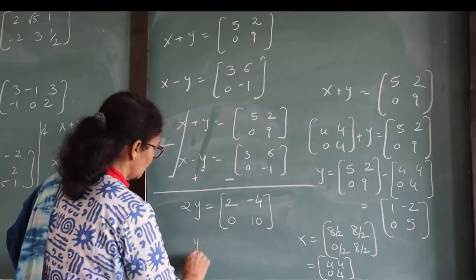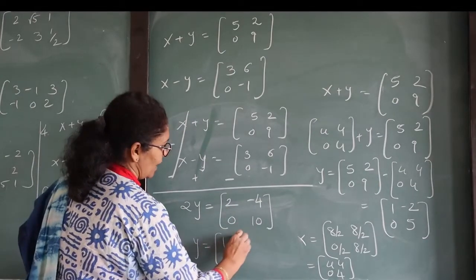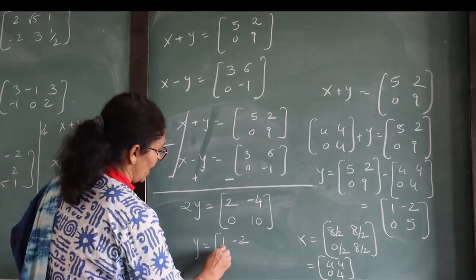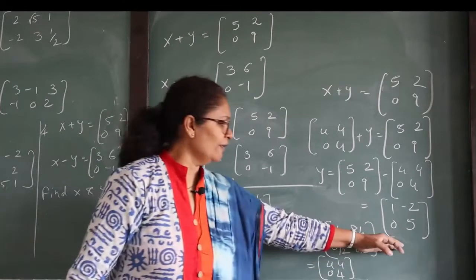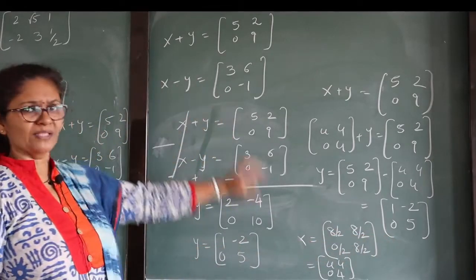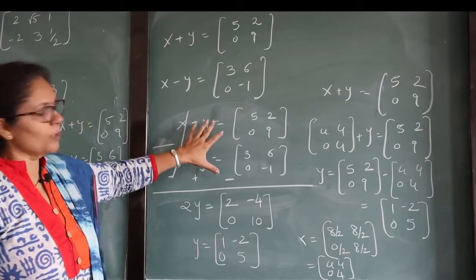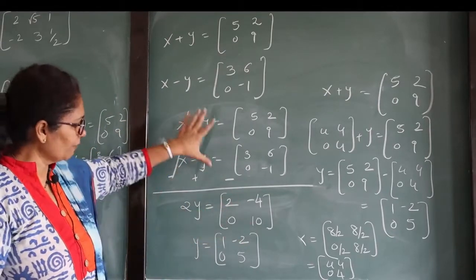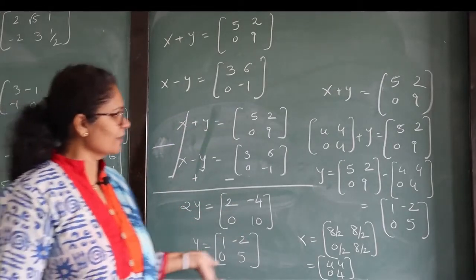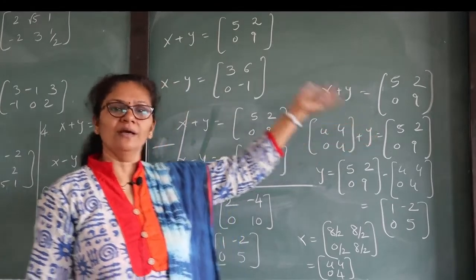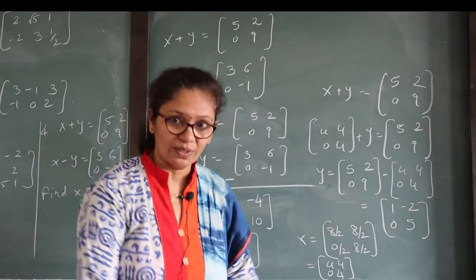Now divide by 2. When you divide both sides by 2, 2 by 2 is 1, minus 4 by 2 is minus 2, 0 by 2 is 0, and 10 by 2 will be 5. So check, by both ways we will get the same answer. Whichever method is easier or more convenient for you, you can follow. Suppose first you add and get x, now you subtract and get y, that you can do. Or after getting x, you put it in any one equation and find the value of y. It doesn't matter.